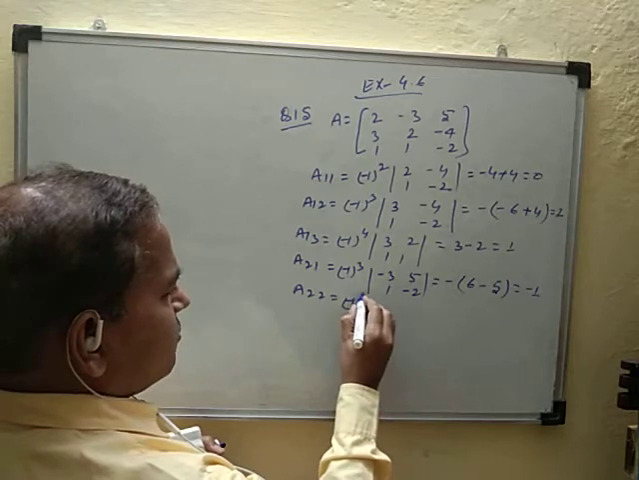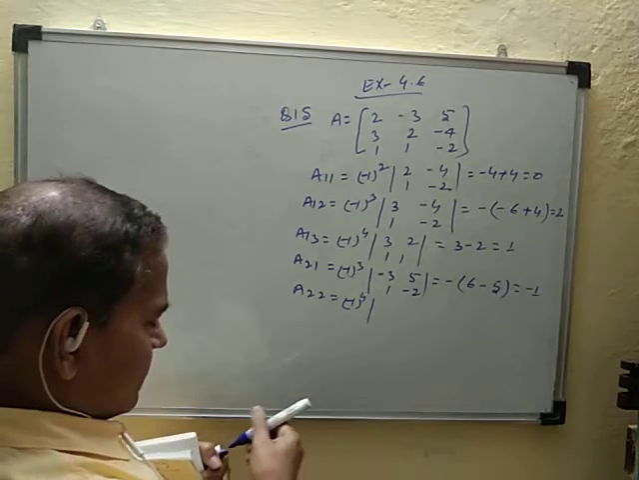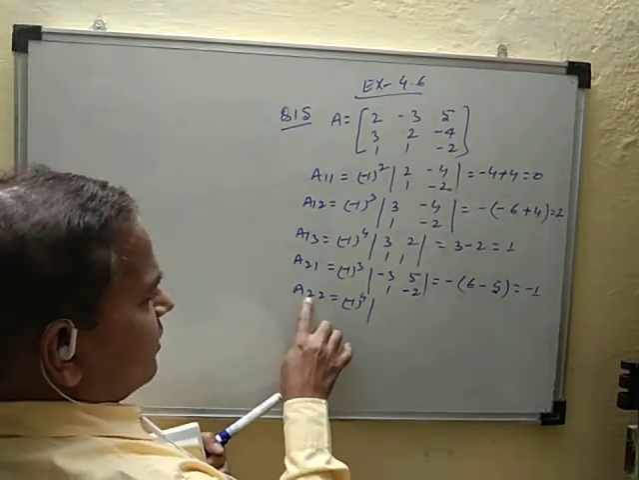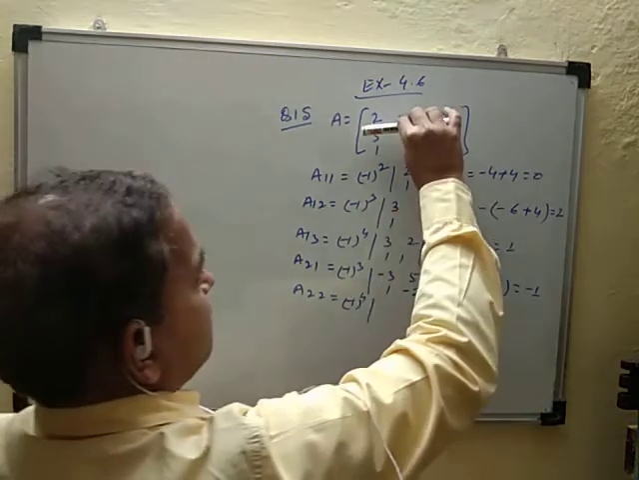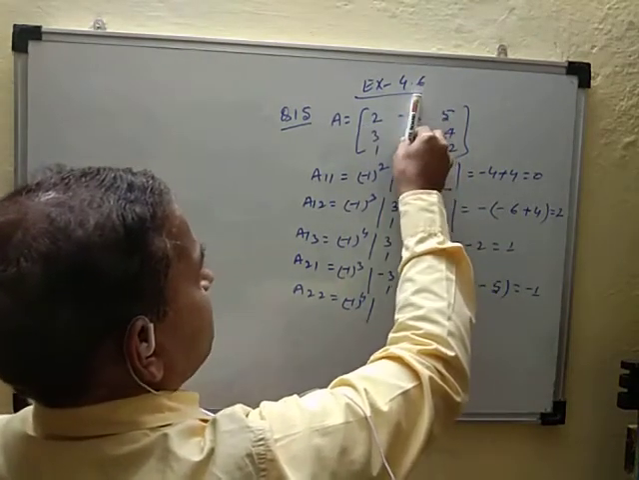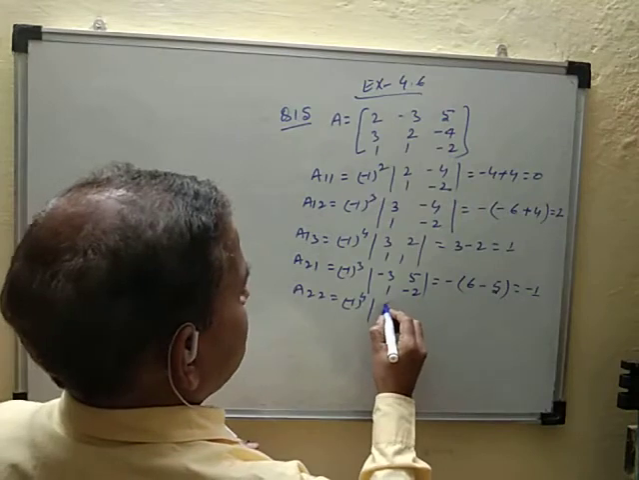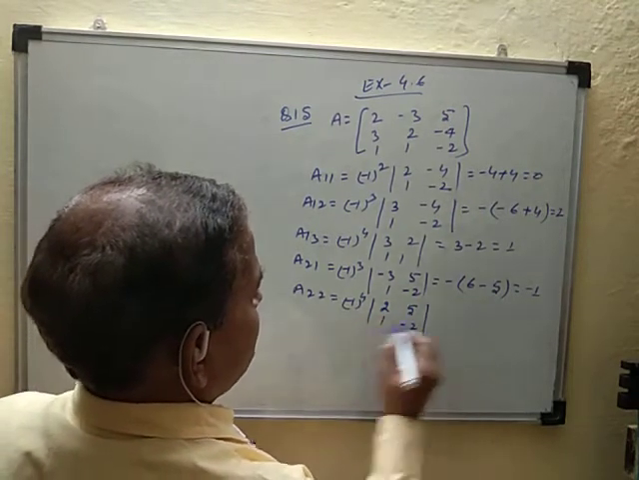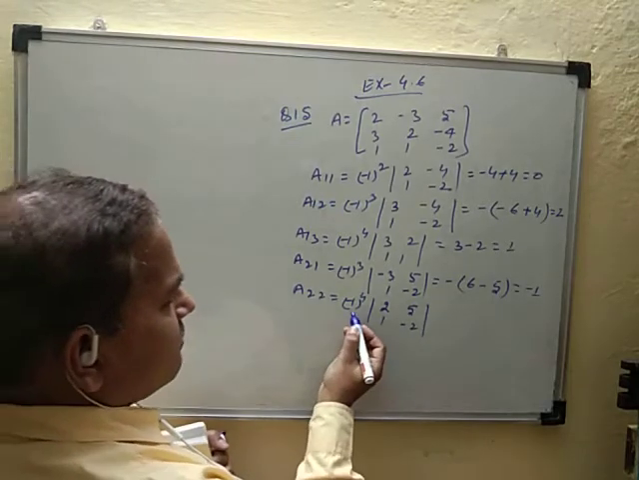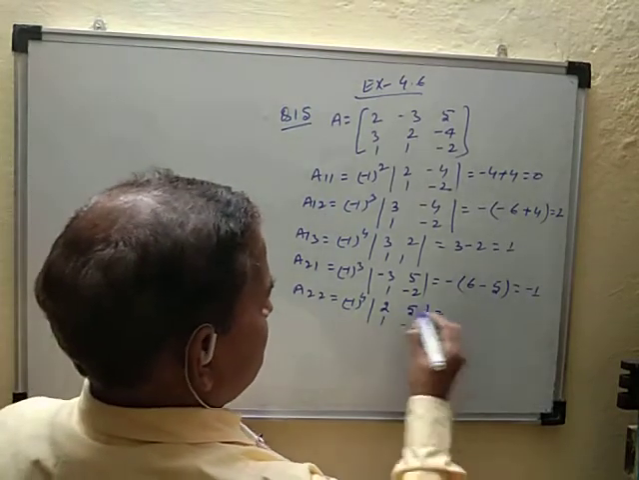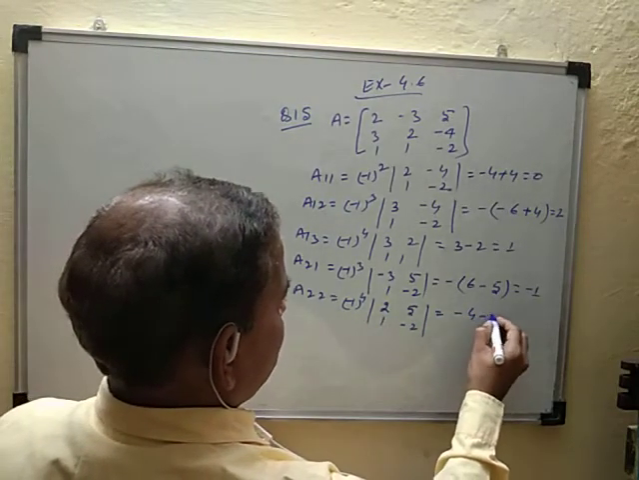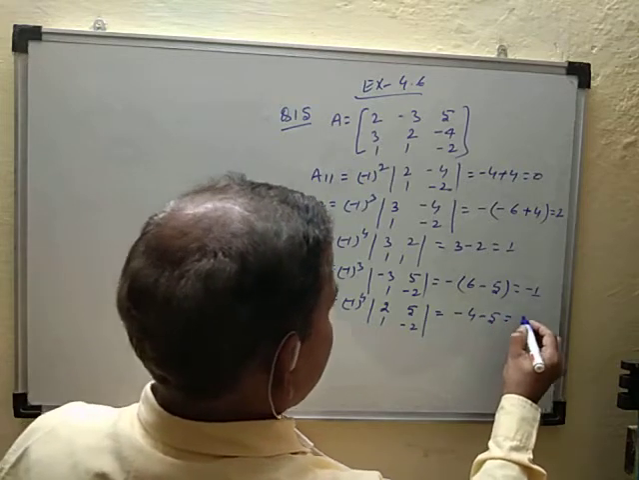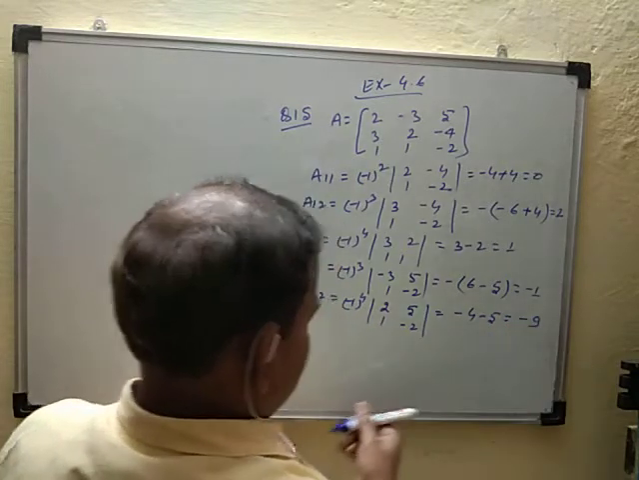Next find A22. That is minus 1 to the power 2 plus 2, 4. And delete second row and second column. Second row and second column delete करेंगे. क्या बचा? 2, 5 and next 1 minus 2. This becomes plus. So this is equal to minus 4 minus 5, which is equal to minus 9.